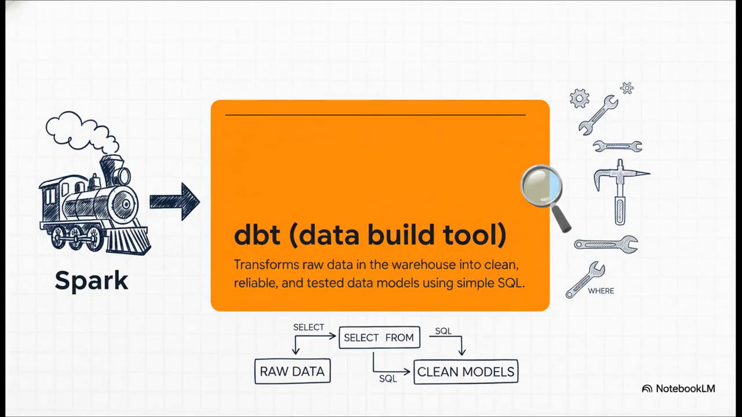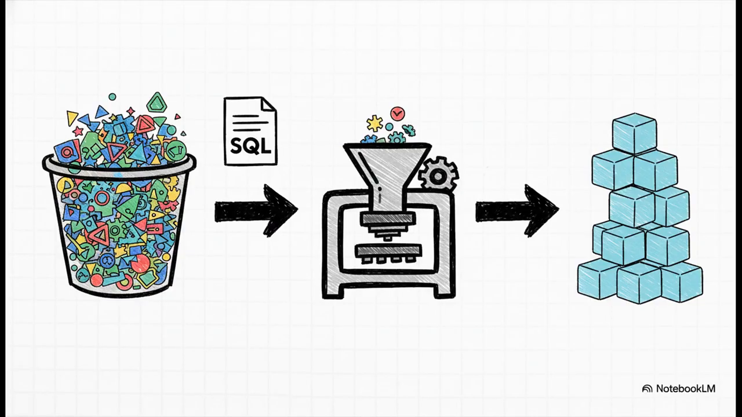So next up is dbt, which stands for Data Build Tool. Now, if Spark is our heavy engine, then dbt is like a set of precision engineering tools. It doesn't actually move data around. It works on the data that's already in our warehouse, transforming it into clean, reliable, and importantly tested models, all with pretty simple SQL. And this is exactly what dbt does best.